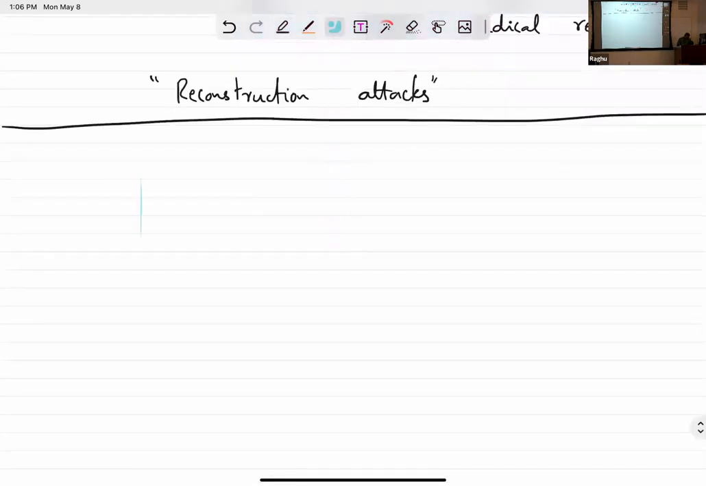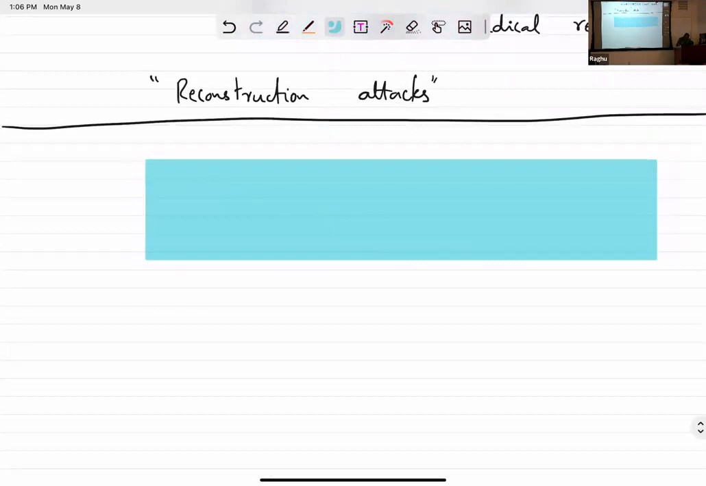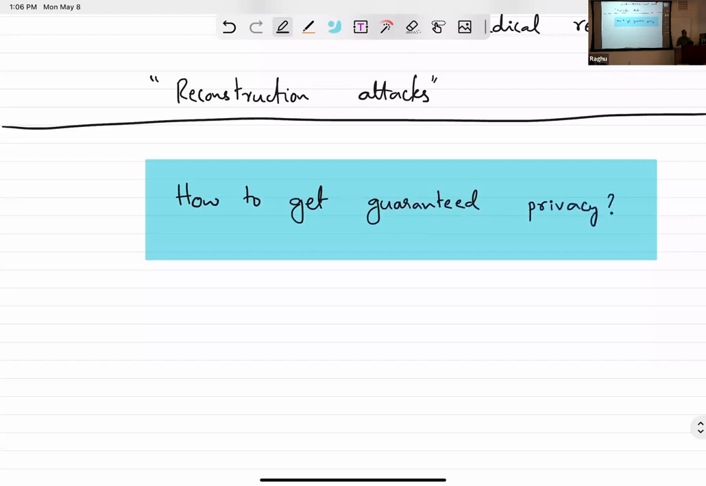So the question we should ask is, how to get guaranteed privacy. Okay. So I should say the first thing about privacy is that the only kind of privacy that you can get, I'm saying this as a kind of a qualifier, but really it's not even a qualifier. It's meaningless to say you have privacy if you don't have guaranteed privacy.